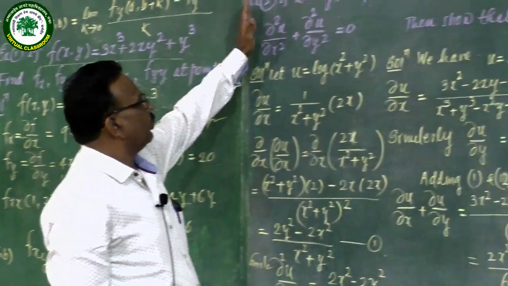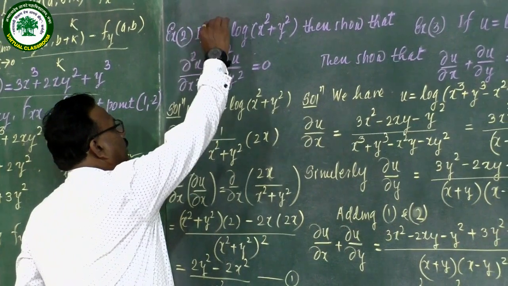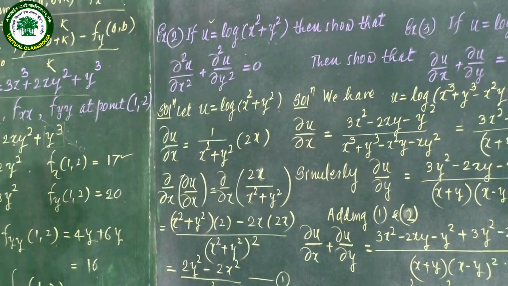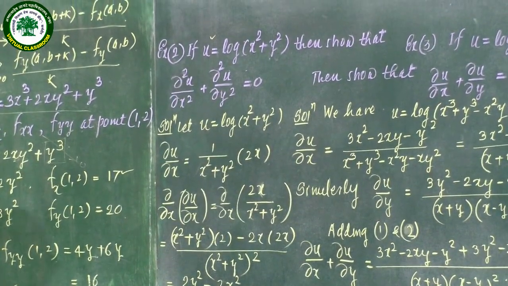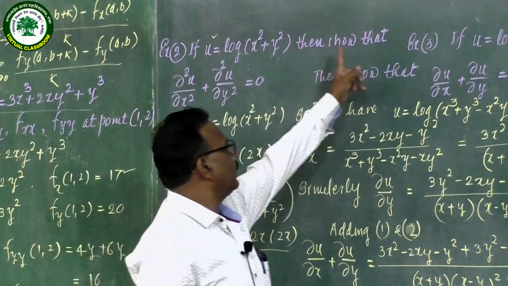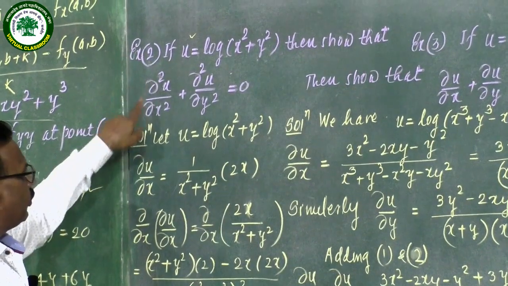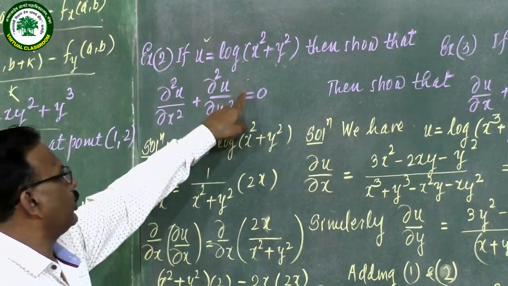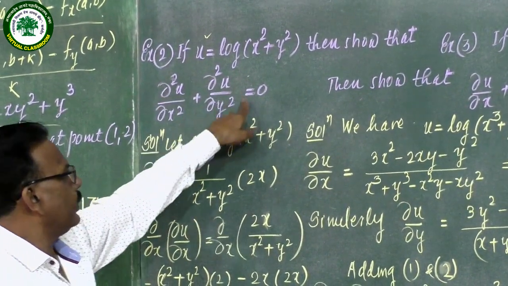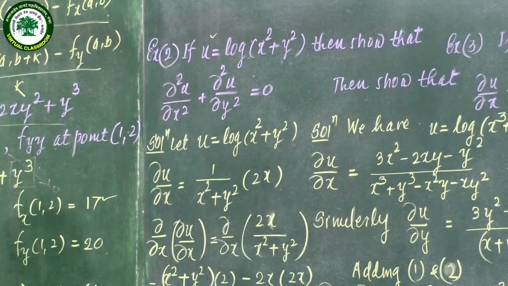A different problem is given. u is a function of x and y, therefore u is equal to log of x square plus y square. Then you have to show that the second order partial derivative of u with respect to x plus the second order partial derivative of u with respect to y should be equal to 0. We have to prove it, we have to show it.